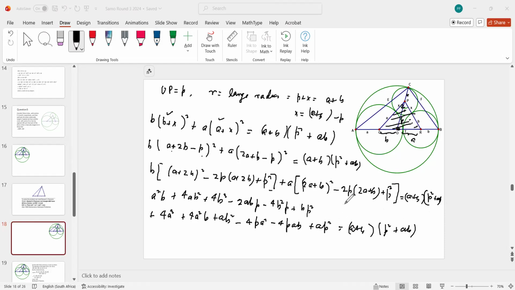Right, now let's see, what have we got here? Let's take the cube terms out first. You got 4A cubed plus 4B cubed.